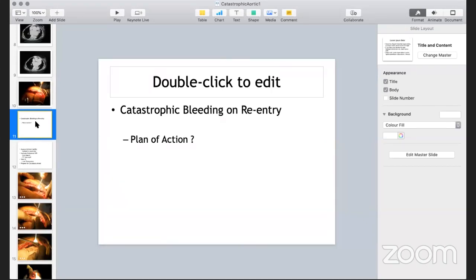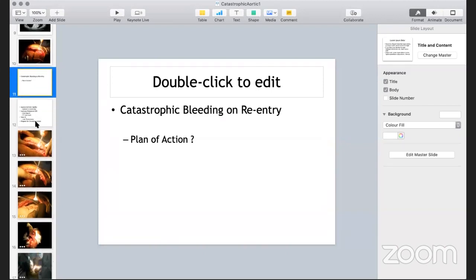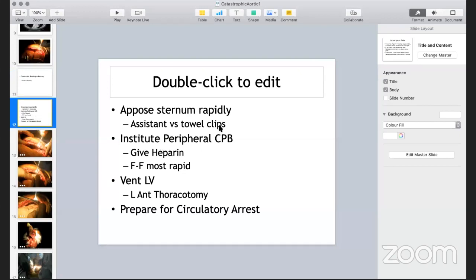So, catastrophic bleeding on re-entry. What's the plan of action for this guy? How can we turn this catastrophic situation into one which is now manageable? So these are the principles, really. When we do the tutorials, everybody very clearly, as the first part of their general surgical training, says stop the bleeding, okay? But how do we stop the bleeding in a case like this?